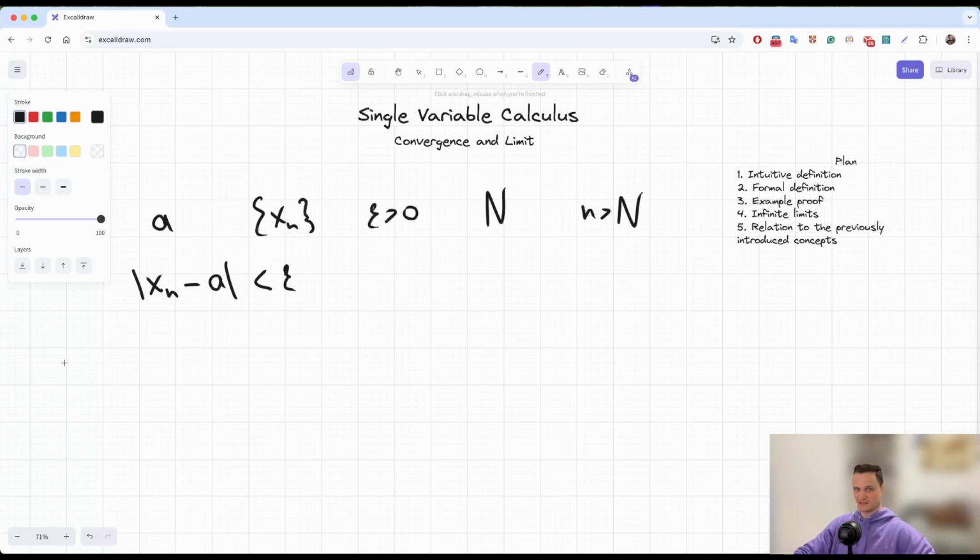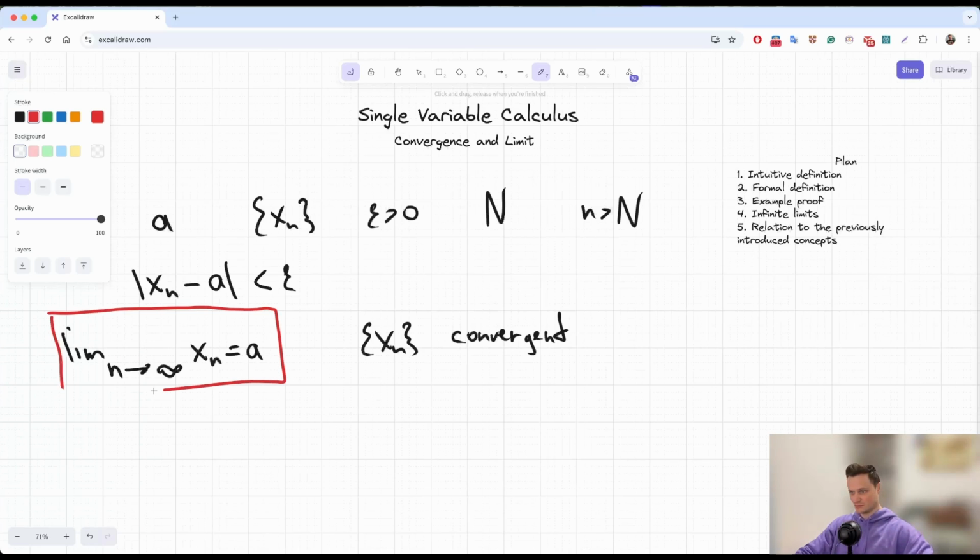If such an a exists, we write the limit as n goes to infinity of x sub n is equal to a, and we call the sequence x sub n convergent. Lim is a special mathematical symbol called limit, from Latin limes, meaning boundary. Let's dive a bit into the notation. This notation is equivalent to the following: the element x sub n tends to a when n tends to infinity.